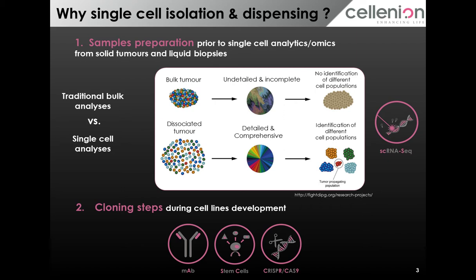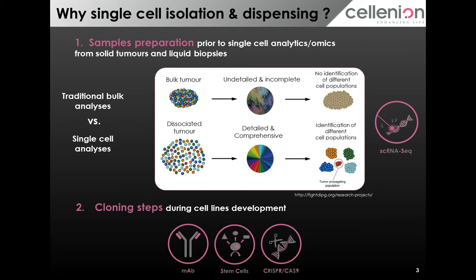On the other hand, isolation of single cells is very useful whenever you're undertaking cloning steps, and this can be used for monoclonal antibody development, stem cell line development, and in applications of gene editing, for example, using CRISPR-Cas9.